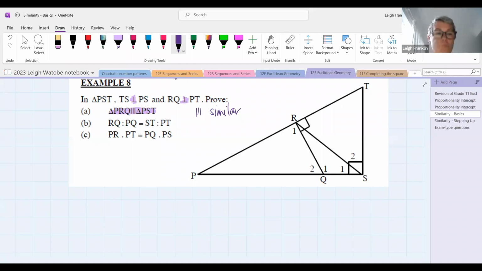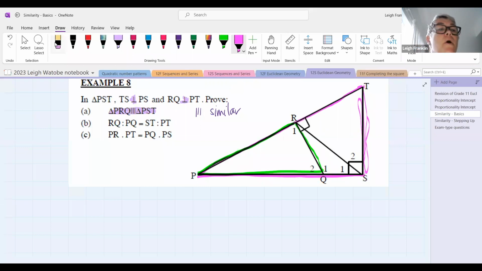All right, so the best thing for you to do is highlight the triangles with different colors. So I'm going to highlight PRQ in green. And I'm going to highlight PST in a different color. PST is the big triangle. Whoopsie daisy, it's always difficult doing straight lines like this. Sorry, that's a bit of a mess.